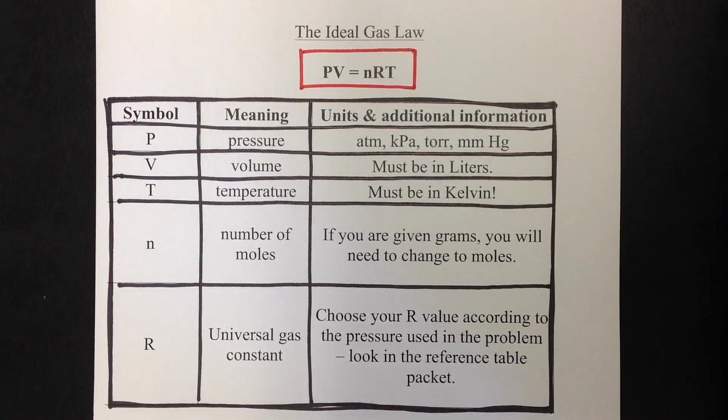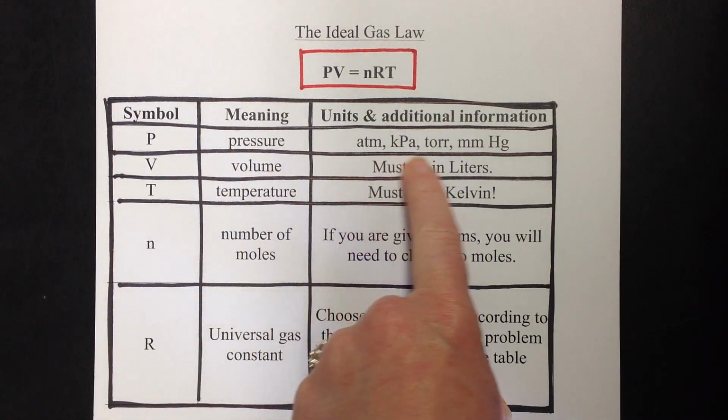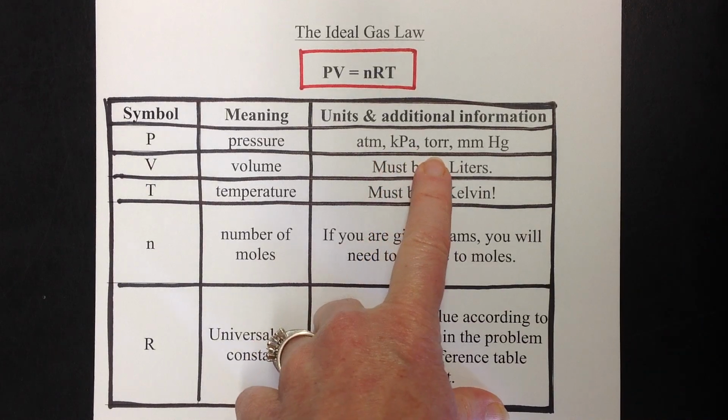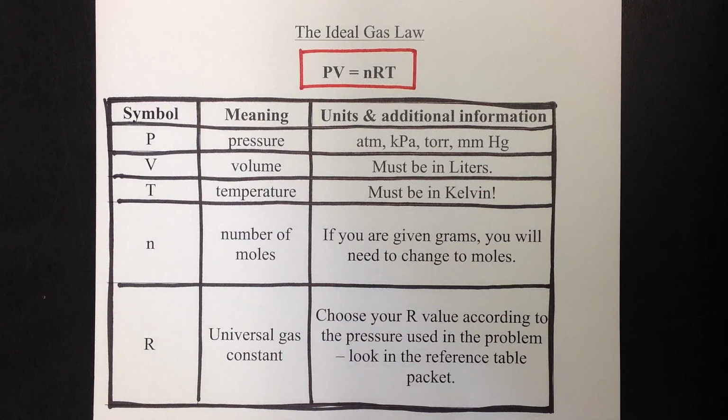So we're going to start with P, which we already know is pressure. And pressure is typically measured in atmospheres, kilopascals, torr, or millimeters of mercury. These are what most beginning chemistry students are going to see. There are other units of pressure, but you're not going to need to worry about those.